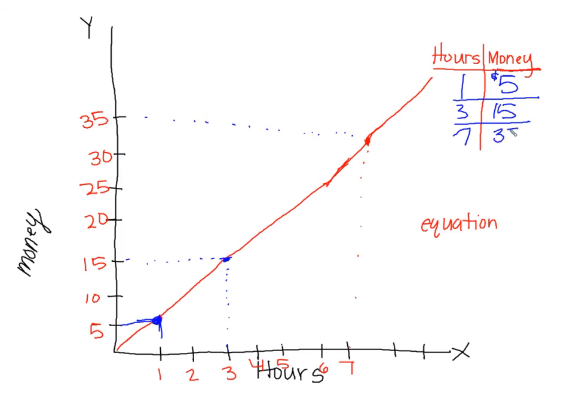he made $35. So the equation, what happens to 1 to get you 5, what happens to 3 to get you 15, what happens to 7 to get you 35. So always start with x equals y, and it's times 5. Remember, the independent is always going to be the x-axis, and it's always the part of the problem that's in the equation or in the problem. The dependent is always the y, and it's always the answer.